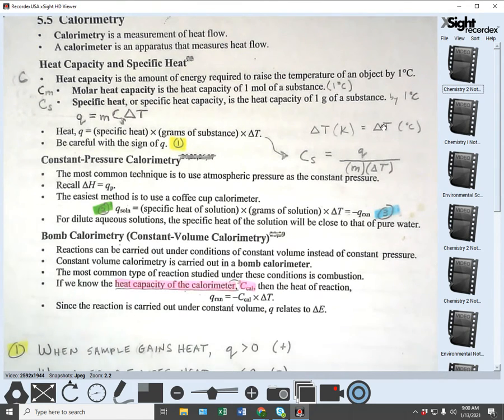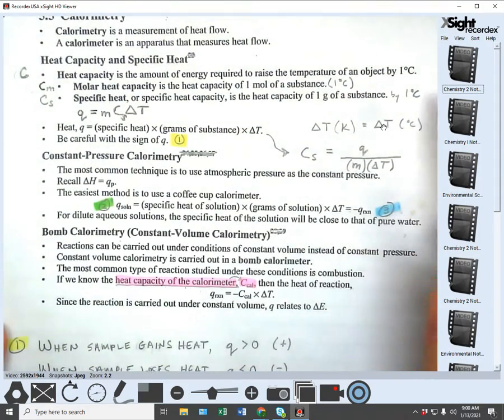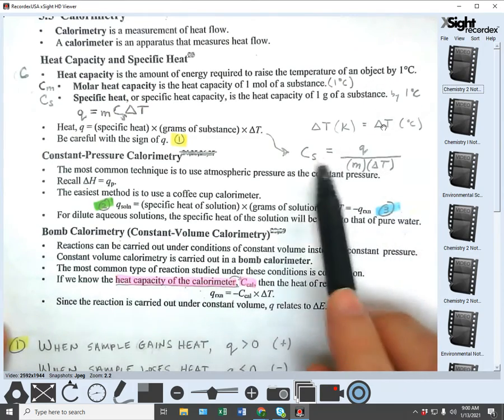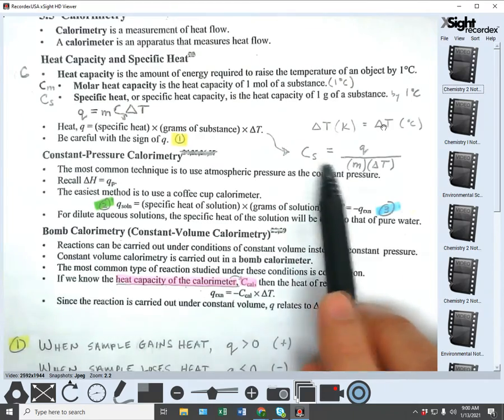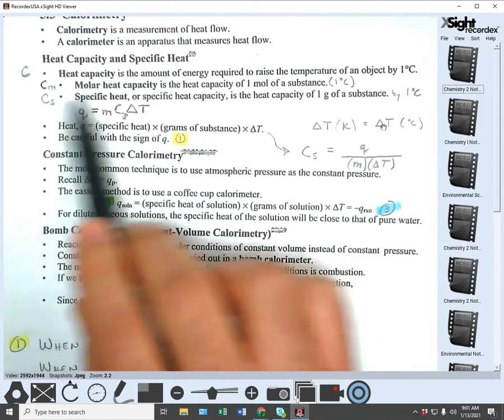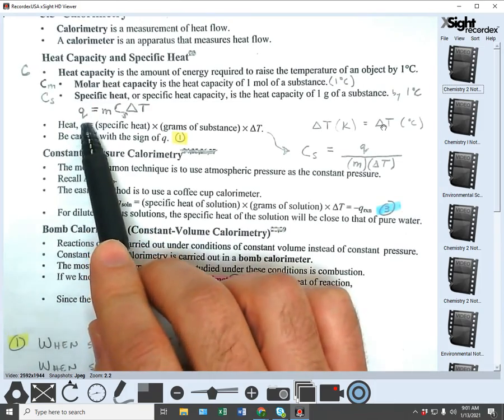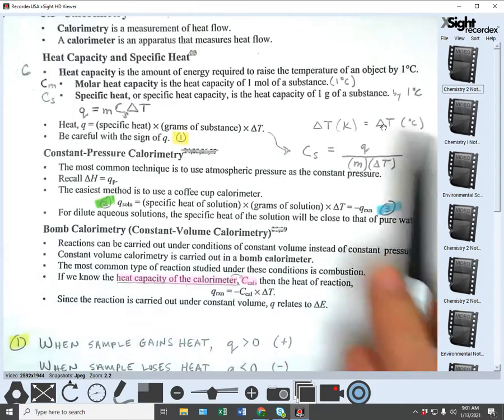Now, when you use this equation, this is the equation arranged to solve for heat, Q. This is the equation rearranged to solve for specific heat. It's just the same equation, just rearranged.